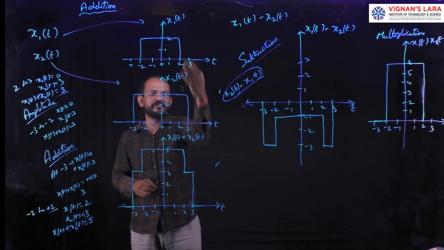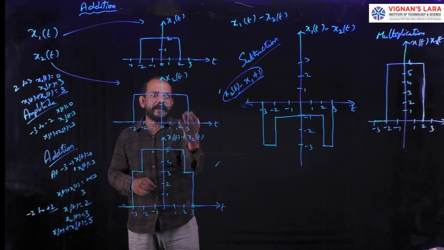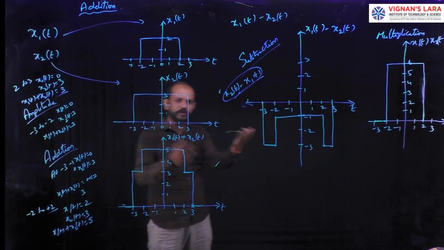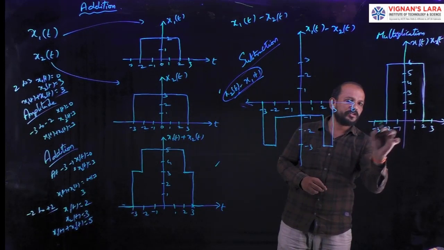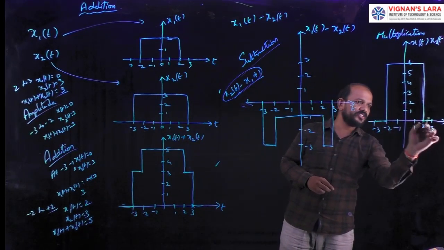x1 of t is 0 from 2 to 3, and x2 of t is 3. So 0 into 3, again it is 0. So from 2 to 3 it is 0. So minus 3 to minus 2, 0. 2 to 3, 0.